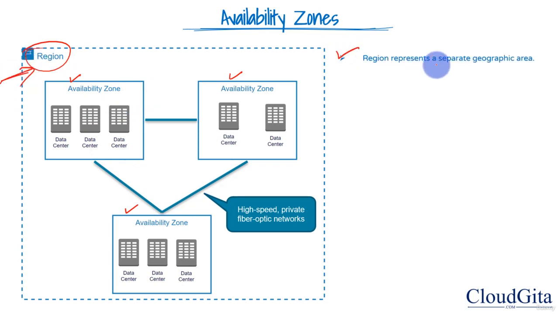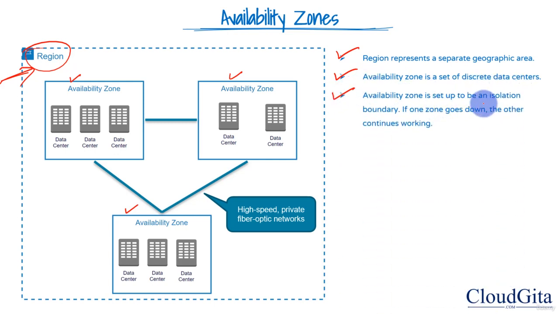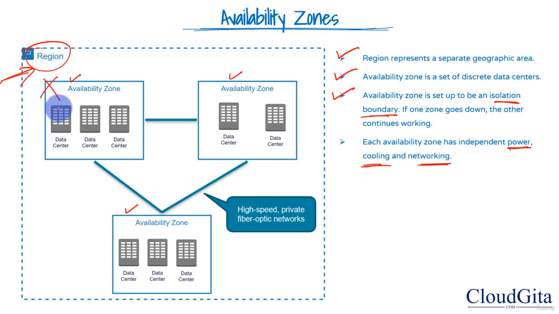As we discussed, a region represents a separate geographic area, right? And an availability zone is a set of discrete data centers, and is said to be an isolation boundary. Isolation boundary basically means that each of these availability zones has independent power, cooling, and networking. So if something is wrong with this one availability zone, this will not affect the other availability zones, right? Others will keep working. And these availability zones are connected with a very high speed private fiber optic network.